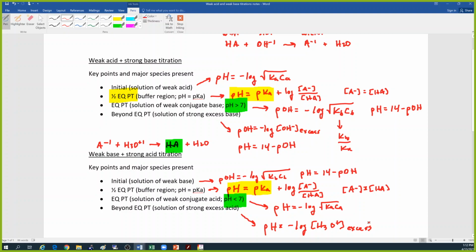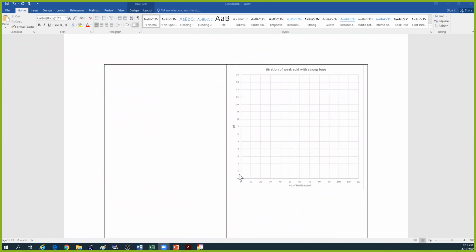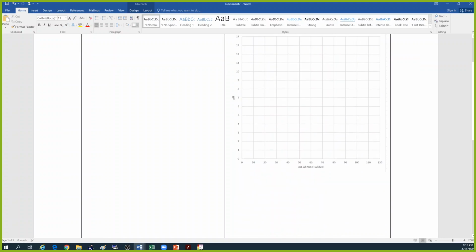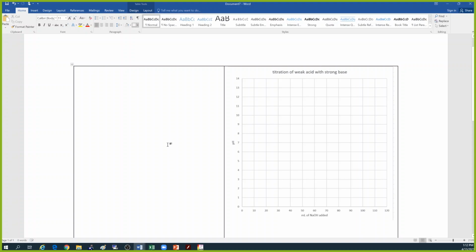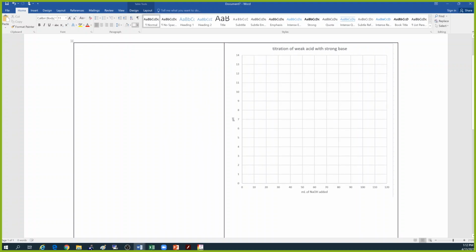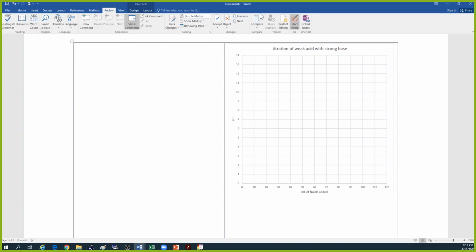All right, let's do an example to see how it actually looks. So I created this little grid. I know it's probably hard to read from your screen. Let me zoom in a little bit more. On the left side, I'm going to show my work for each key point that we just talked about. And then on the right side, I'm going to plot the titration curve. So I have the pH on this axis. I have the milliliters of sodium hydroxide on this axis. And then here I'm just giving the title that we're titrating a weak acid with a strong base. So in our example, we're going to do the following titration.